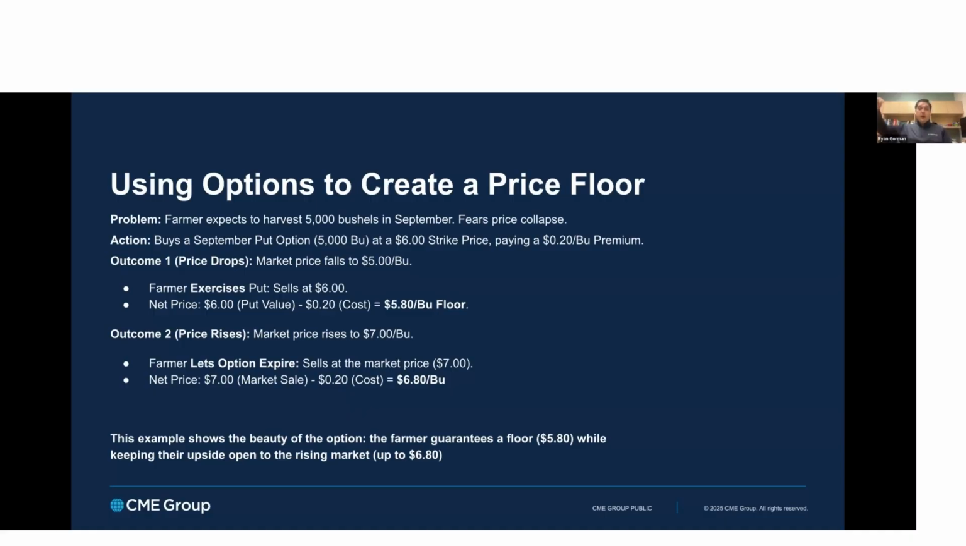Outcome two, price rises. The market rises to $7 per bushel.